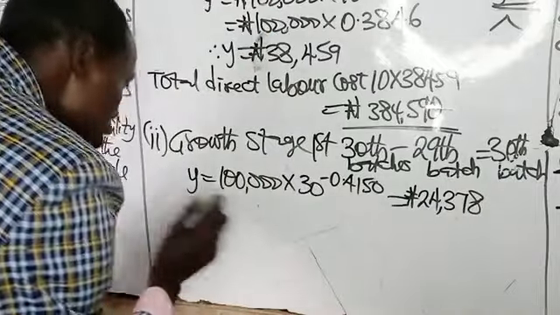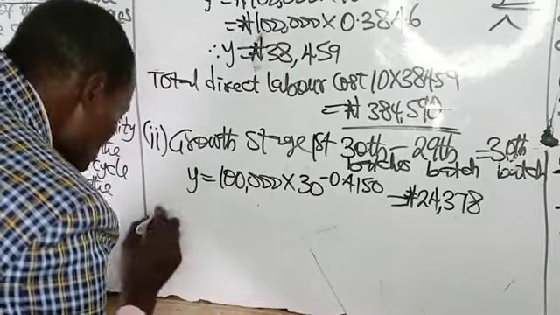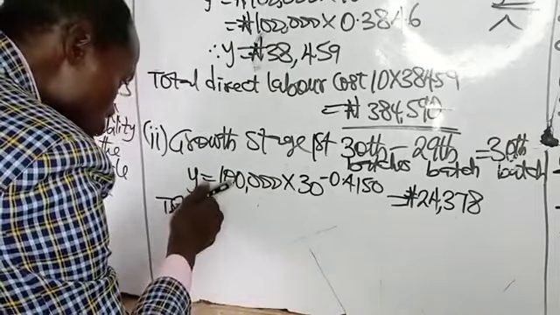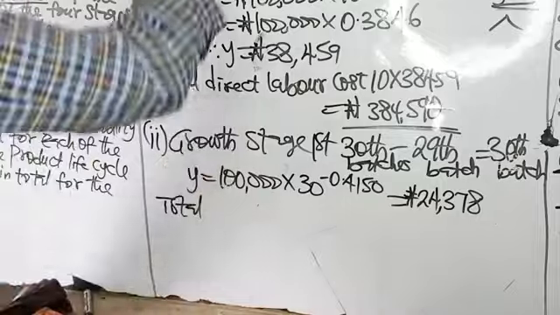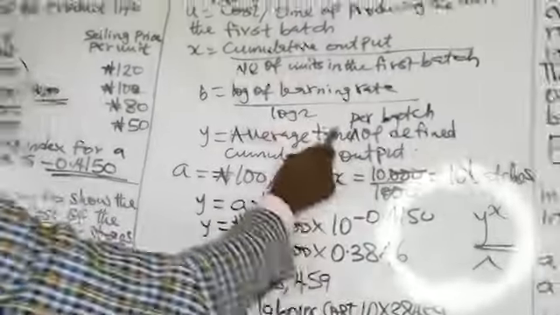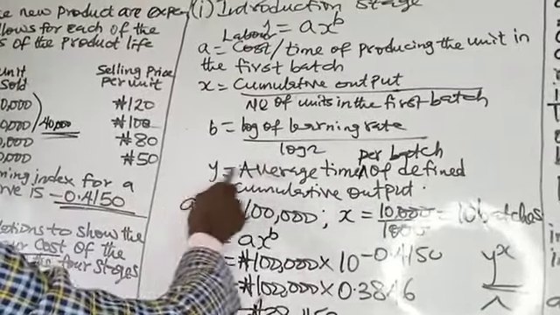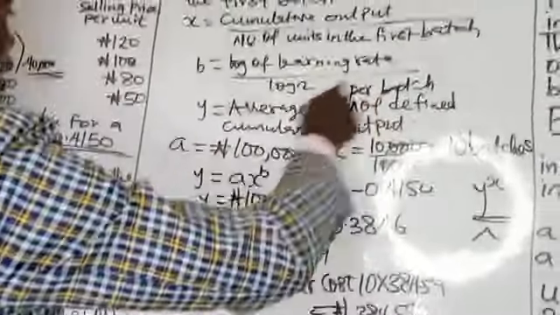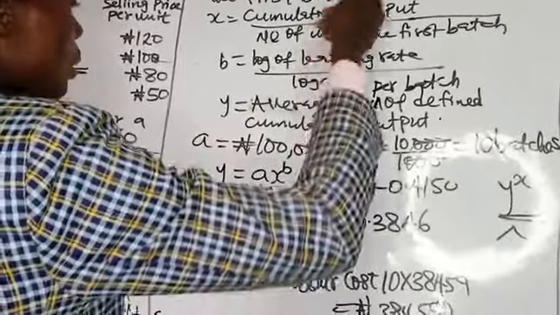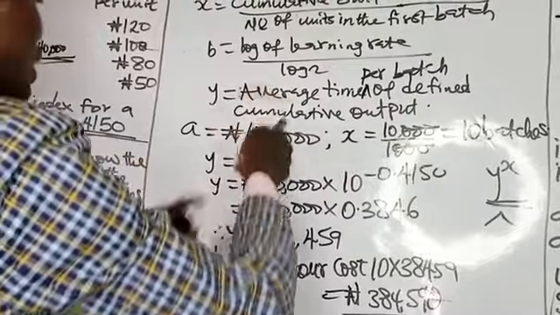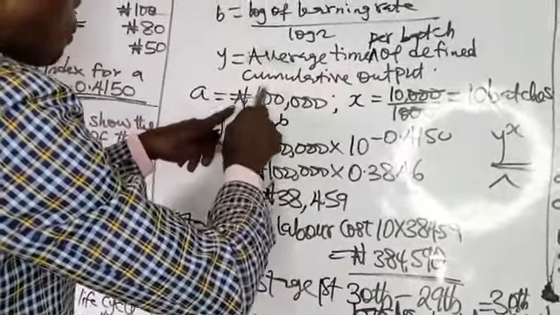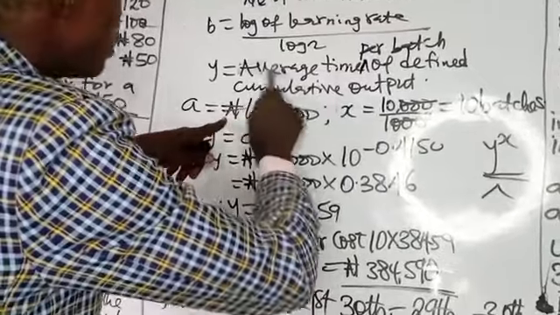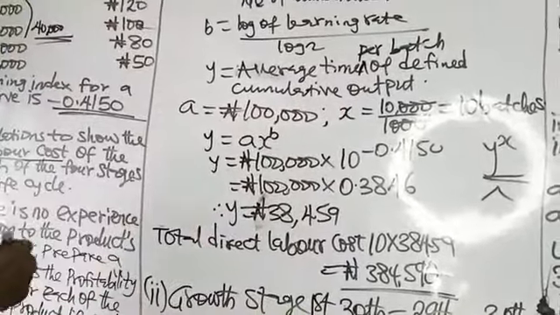Then total cost. This is the average cost. I've told you why it is average cost per unit, or cost per batch. If you look at the definition I have given you, I said average time per batch. It could be average cost or time per batch. If the value of A is in naira, which is a value, then that means you are calculating average cost. But if the value of A is in hours, you are calculating average time. So it depends on the information provided in the question.